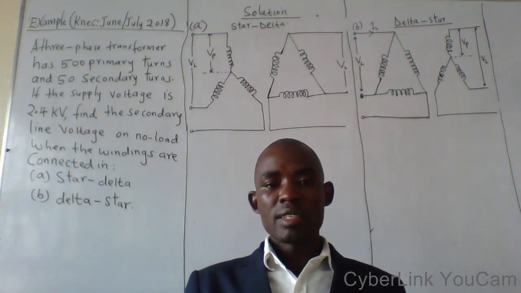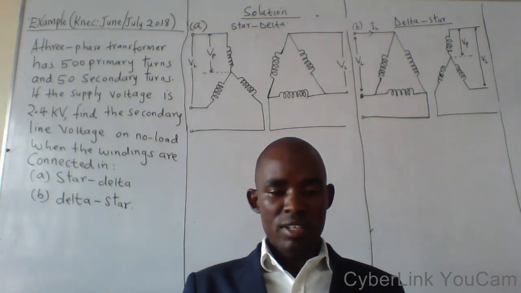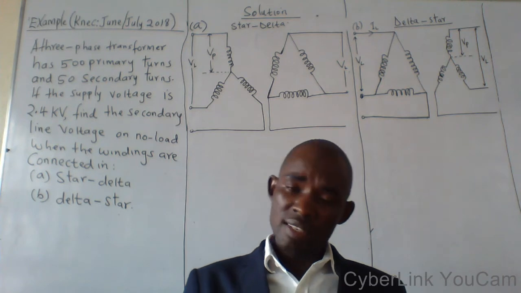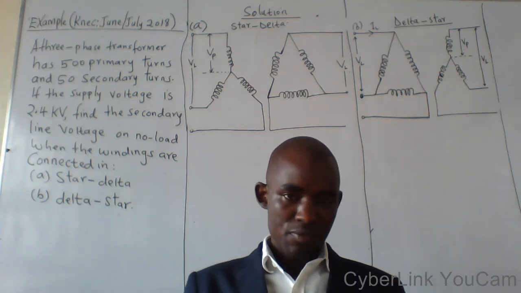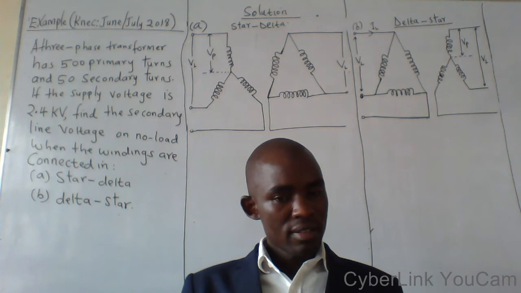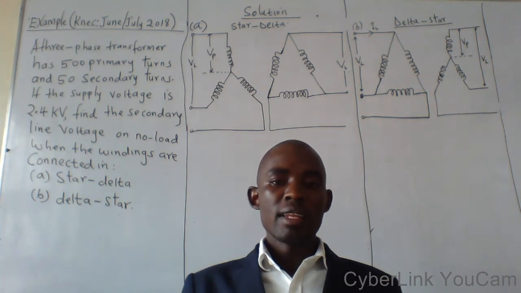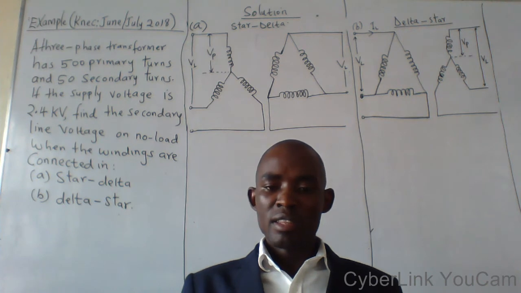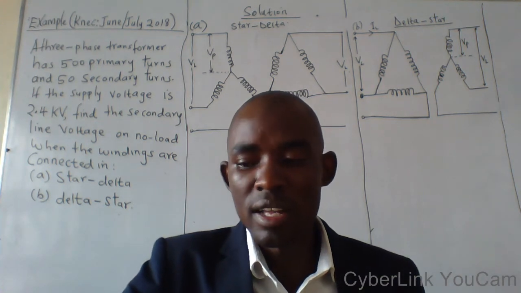We know in a star connected system, the phase voltage is equal to the line voltage divided by root 3, whereas in a delta connected system, the line voltage is the same as the phase voltage. For current, in a star connected system, the current in the line is the same as the current in the phase, meaning the phase current is equal to the line current. But for a delta connected system, the phase current is equal to the line current divided by root 3. These are some of the concepts we must have to be in a position to solve this particular example.